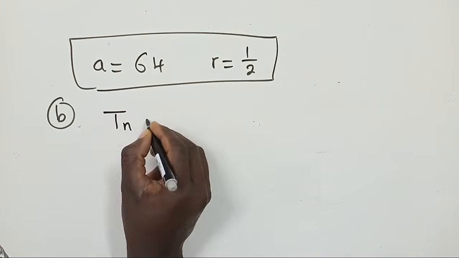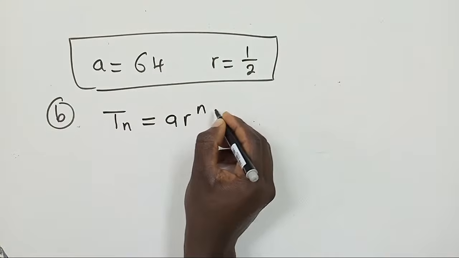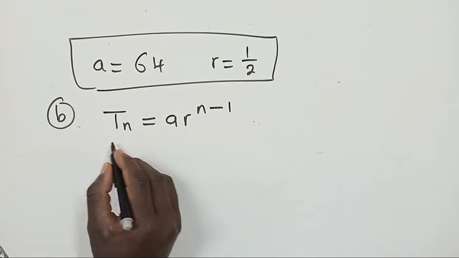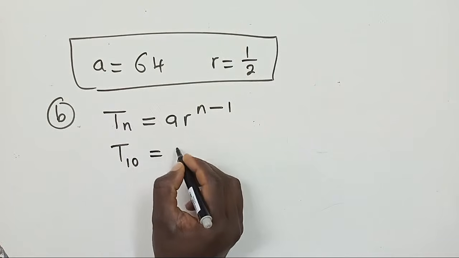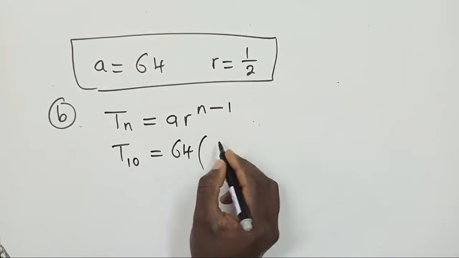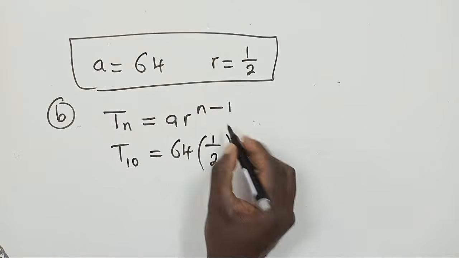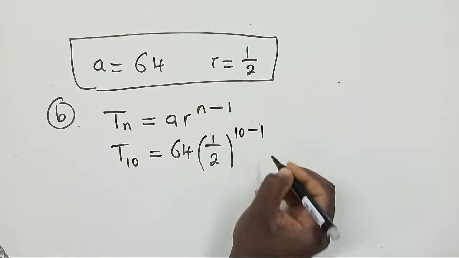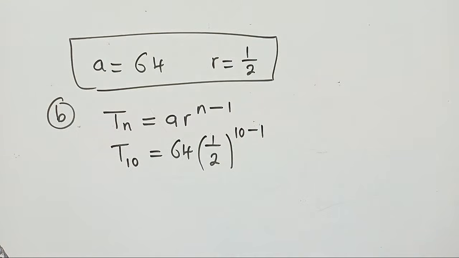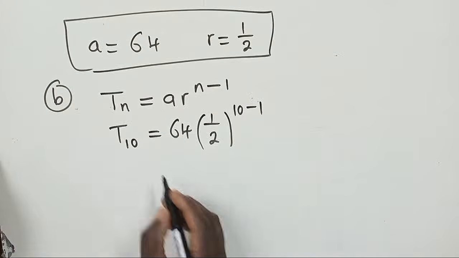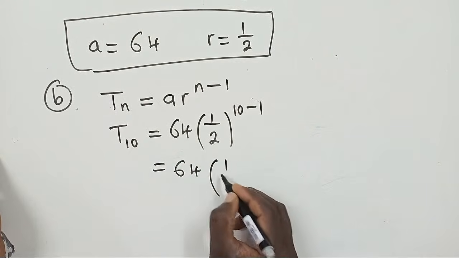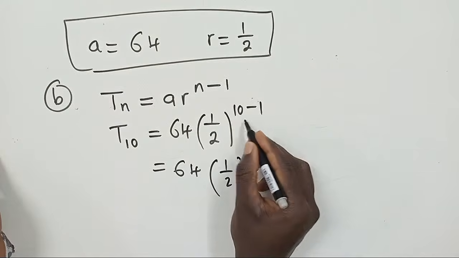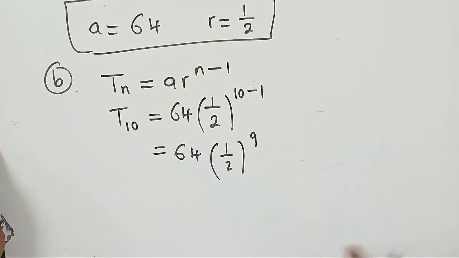The formula for the nth term is very important. This is geometric progression, GP. So you say 10th term, on n you'll be putting a 10, is equal to our a is 64, our r is 1 over 2, and our n there is 10 minus 1. So we solve. We are getting 64 times 1 over 2 power 9, since 10 minus 1 is 9.